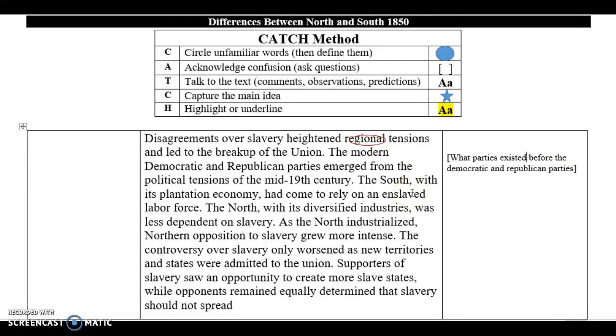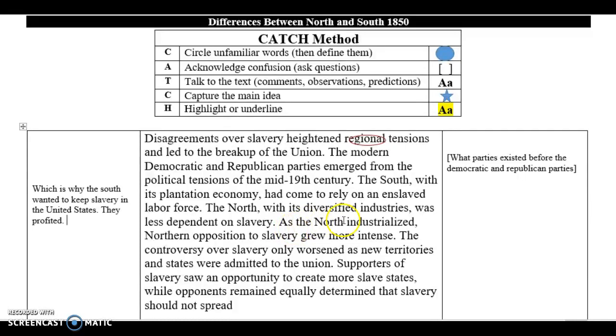The South, with its plantation economy, had come to rely on an enslaved labor force. I believe this is an important part, which is why the South wanted to keep slavery in the United States. They profited.